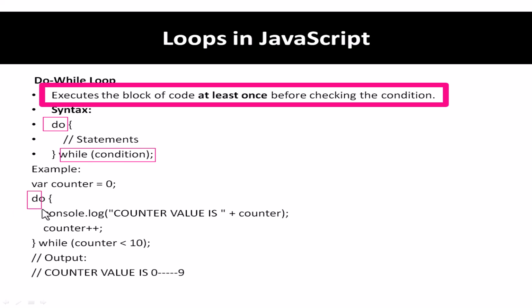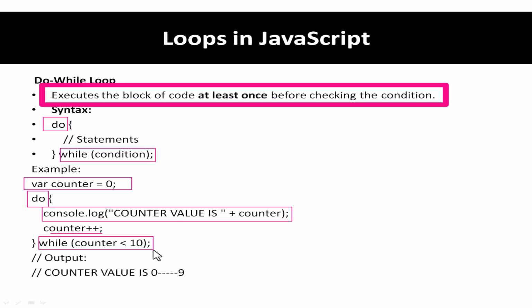Next, here we are going to use do, where initially variable counter equal to 0. So do console.log counter. The value of counter, 0, will be printed, then counter will be incremented. At the end we are going to check the condition while counter is less than 10. So 0 is less than 10, the condition is true. So counter will be incremented, now 1 will be checked. 1 less than 10, condition is true. So it is going to print the values from 0 to 9.